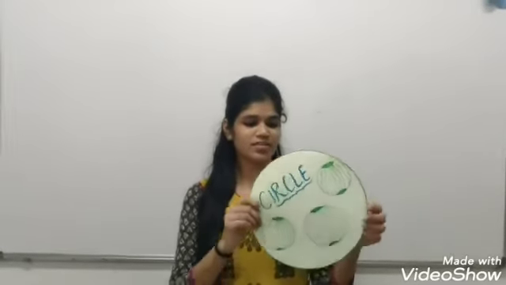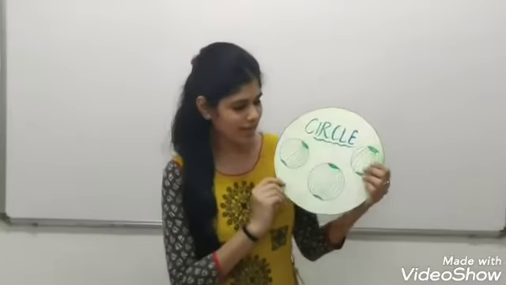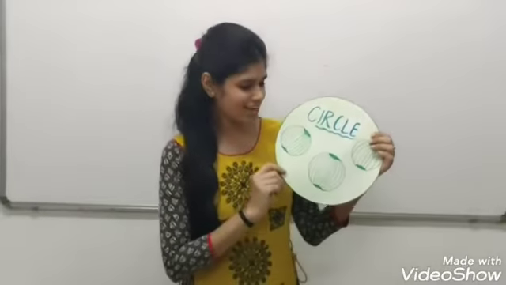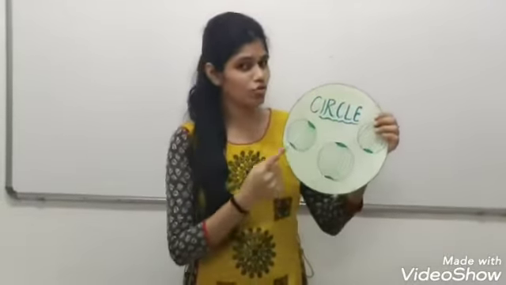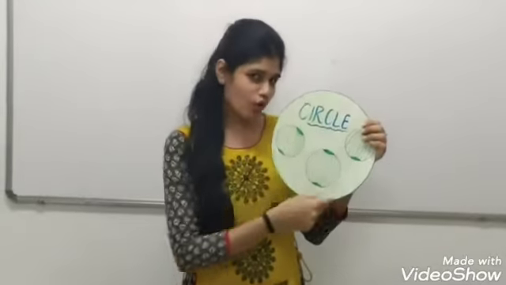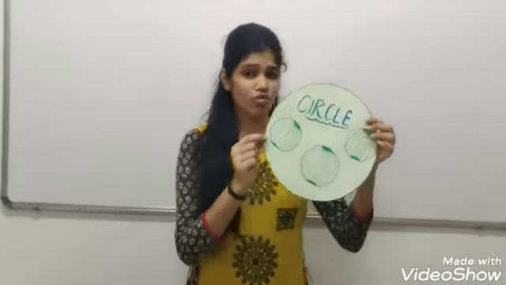Now the next shape is circle. Okay, this is a circle. Circle has no sides, no corners. It has no real beginning and no end.